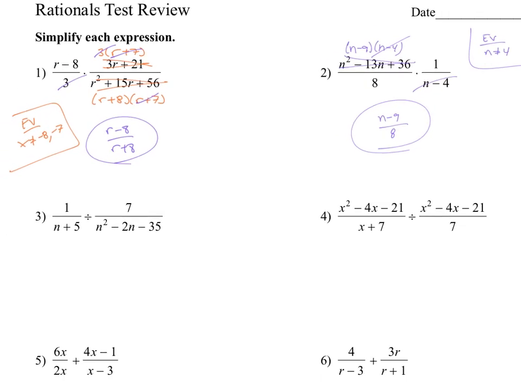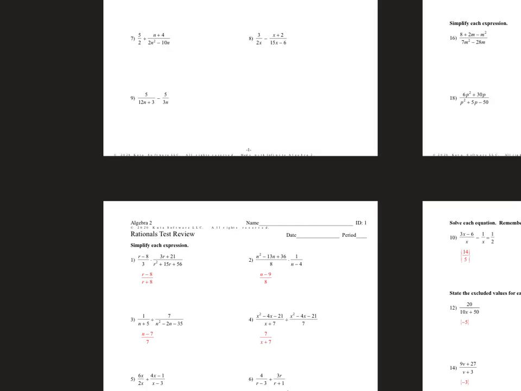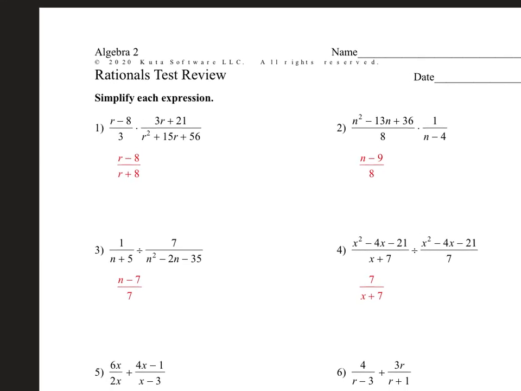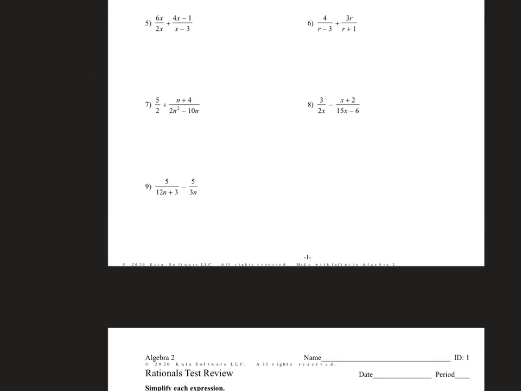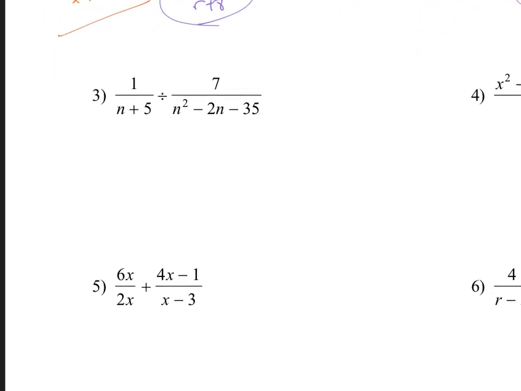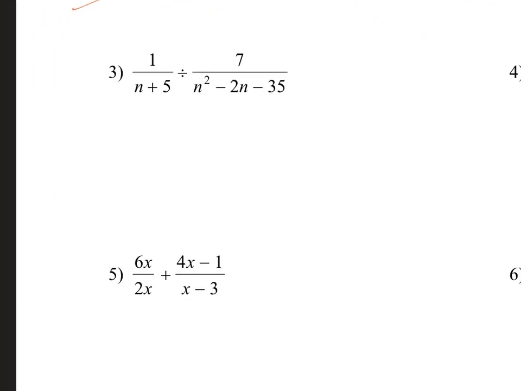All right, let's jump down here. Also down at the bottom, you got your answers here. The answers aren't going to write the excluded values, so I just want to make sure you're in that habit. So division, we're going to keep change flip. So 1 over n plus 5, change, flip it. I should have left space. Oh well.